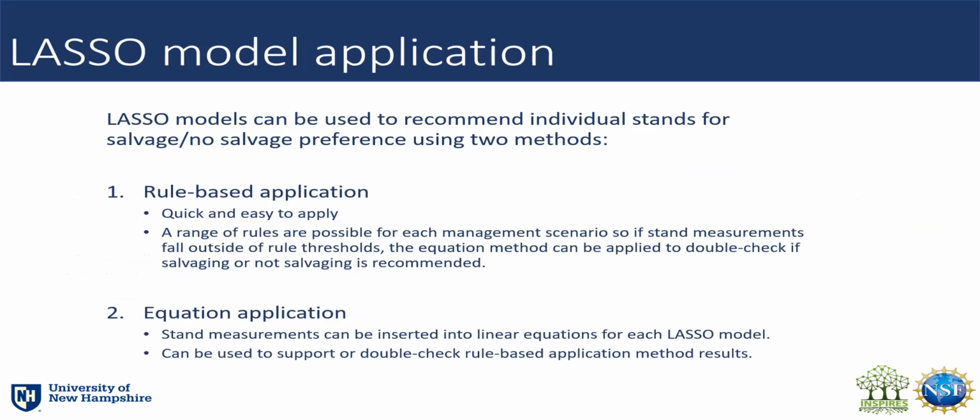These models can also potentially be applied at a finer scale using 2 methods. So a rule-based application, which is just a quick checklist to go through and see if your stand conditions match each of these conditions, then not salvaging is recommended. If you answer no to any of these conditions, then you can double check with the equation that the lasso model outputs before deciding whether or not to salvage.